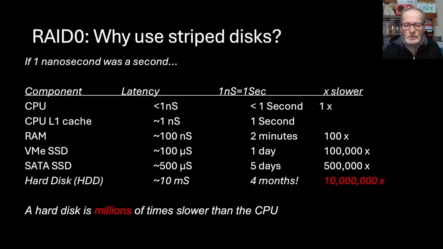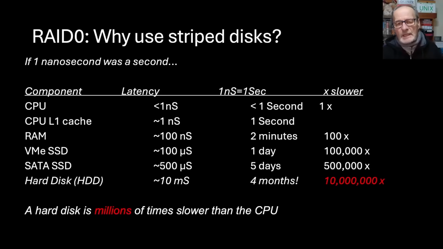Right, so we're going to look at striped disks. So the first question is, why would I want to use stripes? And the answer is very, very simple. Disk drives, particularly spinning disk drives, are terrifyingly slow. They are glacially slow. They are horrendously slow. And this slide is trying to demonstrate just how slow they are in a way that a human can understand.